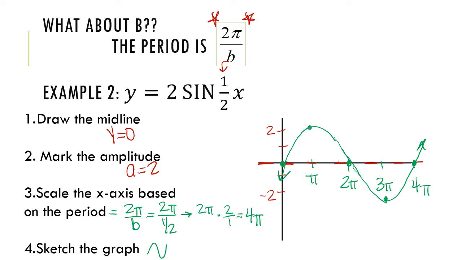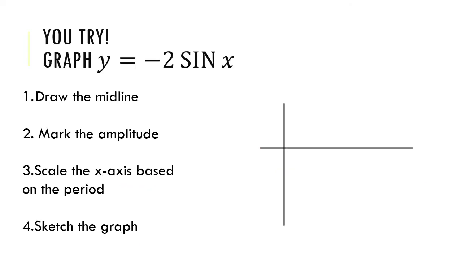Okay, so your first point should always be at the midline, your middle point's at the midline, your final point's at the midline, and then you have a max and a min at the other 2 halfway points. All right, guys, I'd encourage you to take a second, pause the video, see if you can try to graph this function.